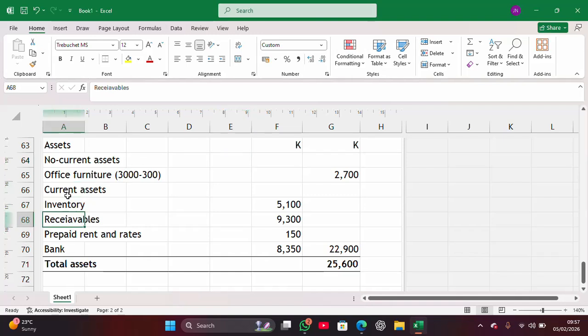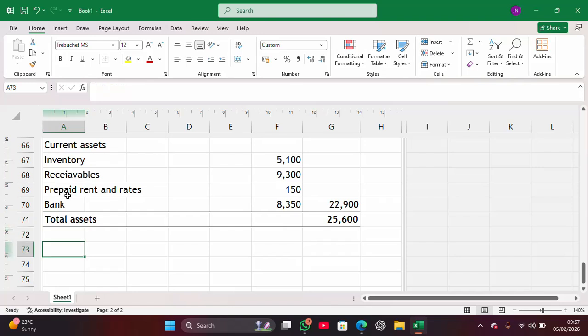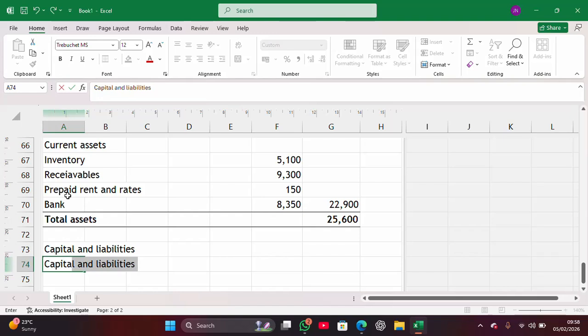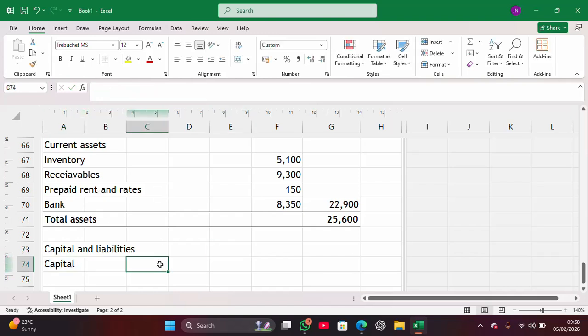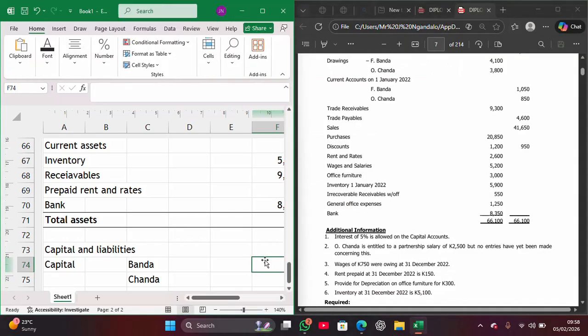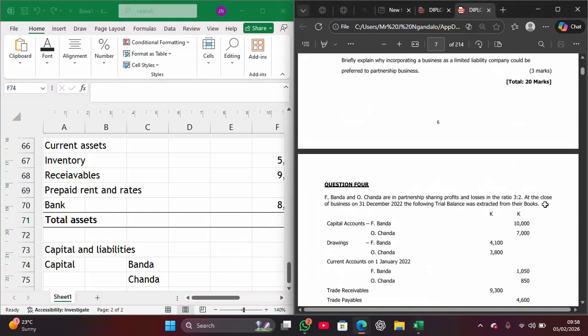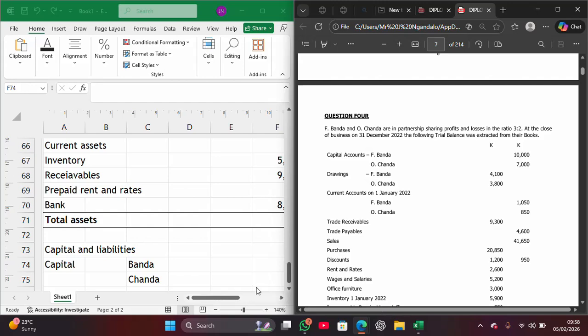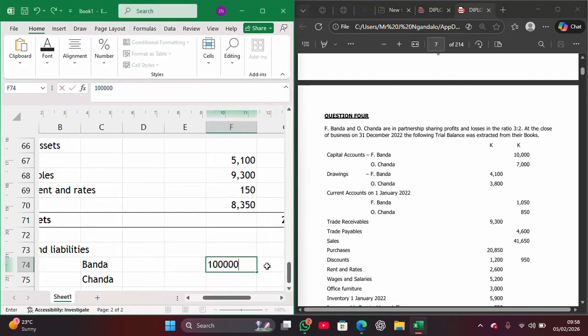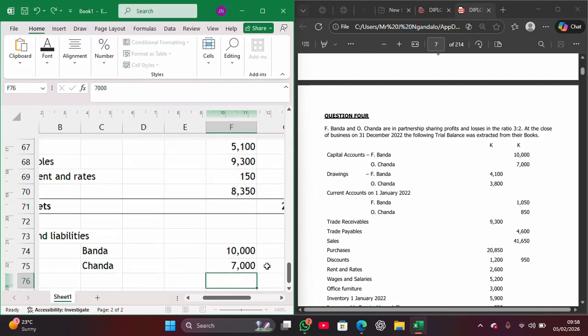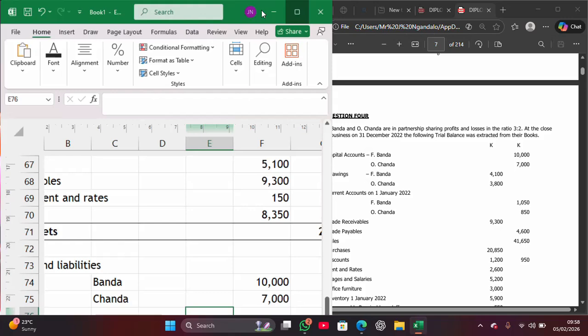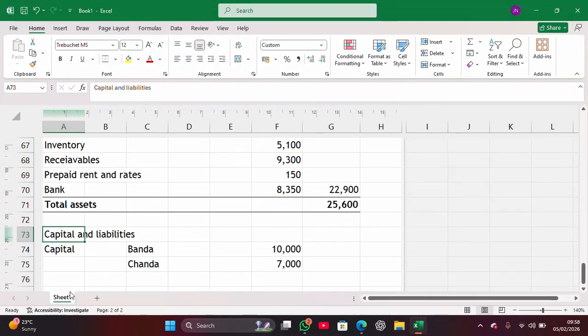Next stop is what? Capital and what? Capital and liabilities. So when you say capital, we have got 2 partners. There is who and who? Chanda and Wanda. So these you get from the trial balance, isn't it? Yes. How much is the capital for? I think there was a 10,000, isn't it? Yes. 5,000. Then what else do you have now? Current accounts, isn't it? You bring them in as well.